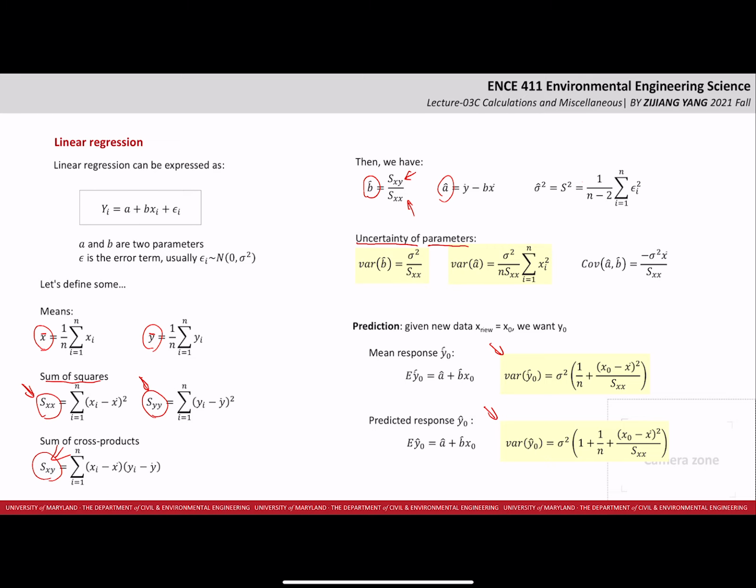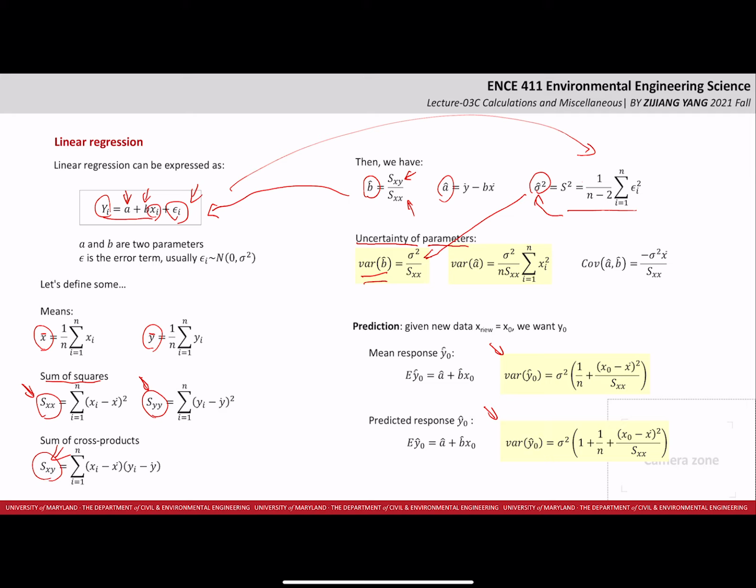And after that, we can plug this in to calculate e_i, because in this equation, if we know A, B, and X_i and Y_i, we can calculate e_i. By having e_i, we can use this equation to calculate sigma hat squared. And because this is an estimate of sigma squared, we can plug this in to calculate the variance of B hat and the variance of A hat. We do not care about this one. And then we can use these values to calculate the predictions.